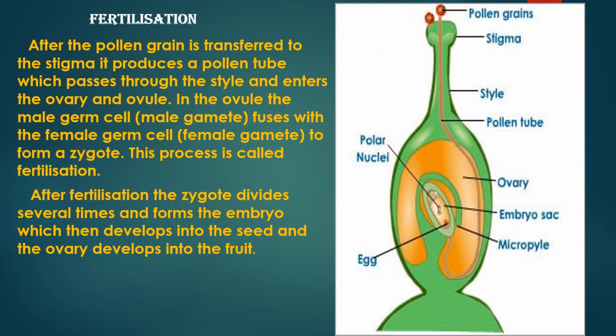After fertilization, the zygote divides several times and forms the embryo, which develops into the seed, and the ovary develops into the fruit. So with this, I end today's session.